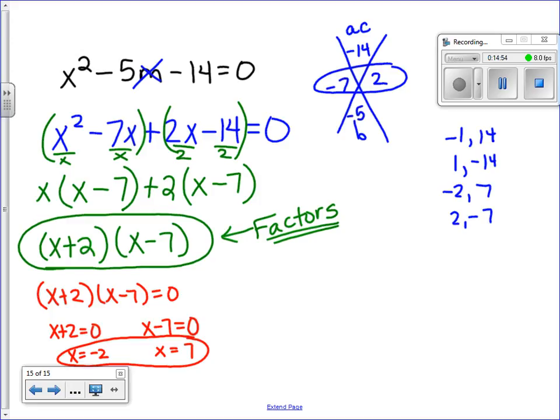If you look at your notes from yesterday, we did the exact same problem. We got that exact same answer, but we used the quadratic formula. The quadratic formula always works. Factoring does not always work, but you have to know how to factor. You must be able to factor.